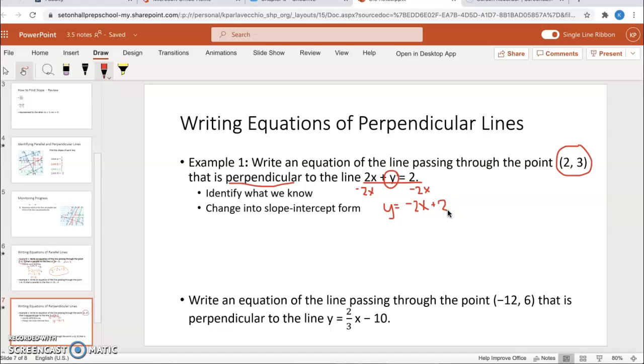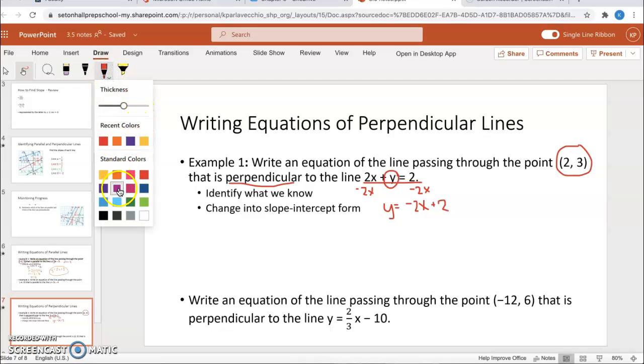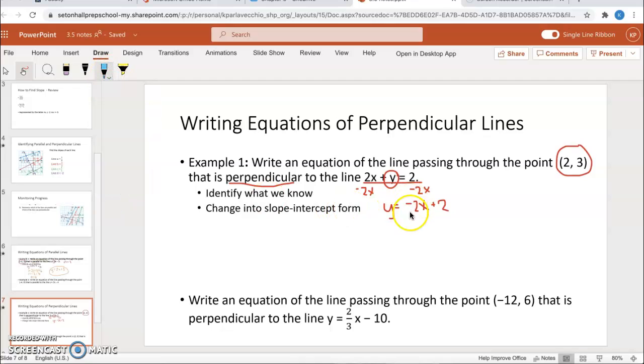To figure out a perpendicular slope to what is given to us, perpendicular slopes are opposite reciprocals. So the opposite sign of -2 is a positive number, and the reciprocal of 2 is 1/2. So they are opposite signs, and they are reciprocals of each other.